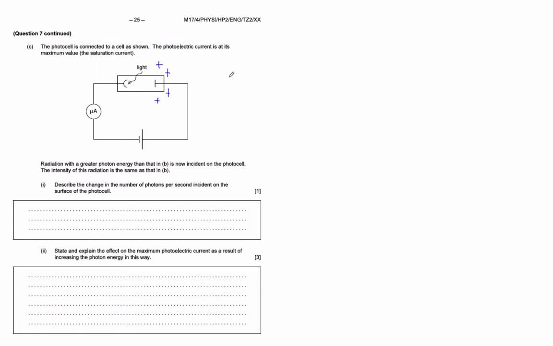And so the current is proportional to the intensity, or the number of photons, sorry. The current is proportional to the number of photons that you have. Every photon emits an electron, and every electron goes flying across because we've made this side positive. Radiation with a greater photon energy than in B, so greater than the 5.2 times 10 to the minus 19th that we just figured out, is now incident on the photocell. But the intensity of this radiation is the same as in B.